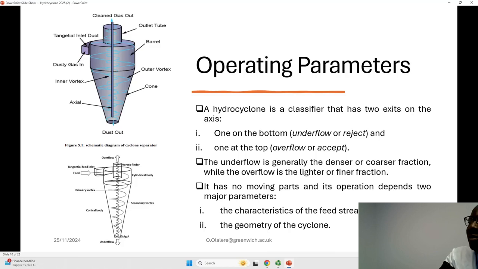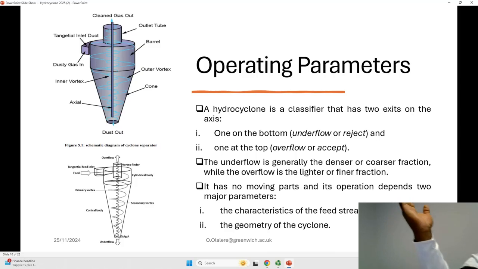So now it has no moving parts and its operation depends on two major parameters. The first one is the feed stream, and the second one is the geometry of the cyclone. What's the meaning of this? In hydrocyclone, there are no moving parts, right? It's a force. So the operation depends on the characteristic of the feed stream. Are we dealing with solid-liquid, liquid, or solid-gas, or liquid-gas? That's the first thing. The second one is the geometry of the cyclone.